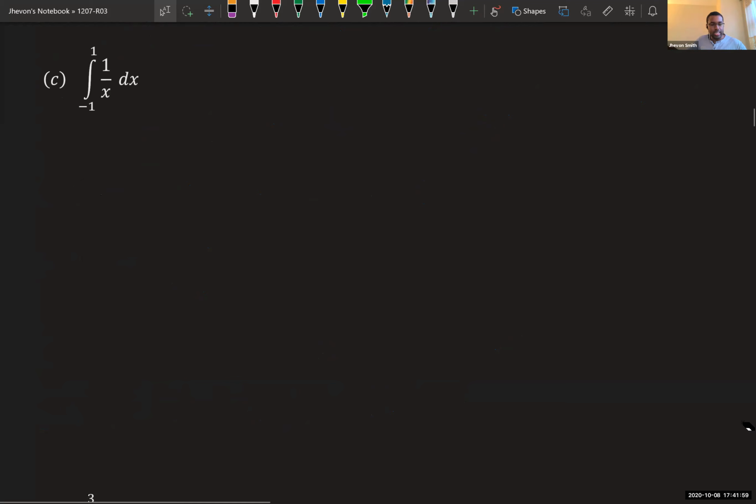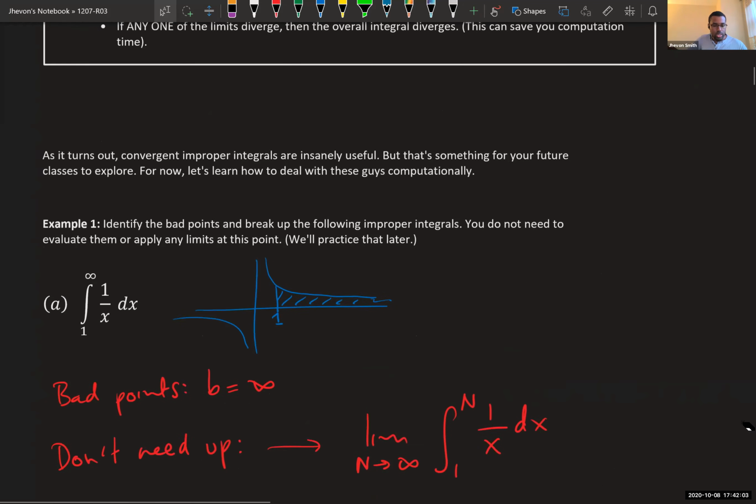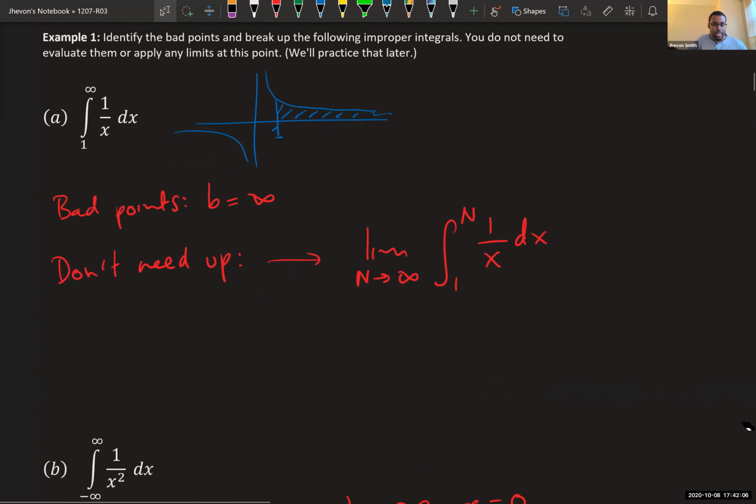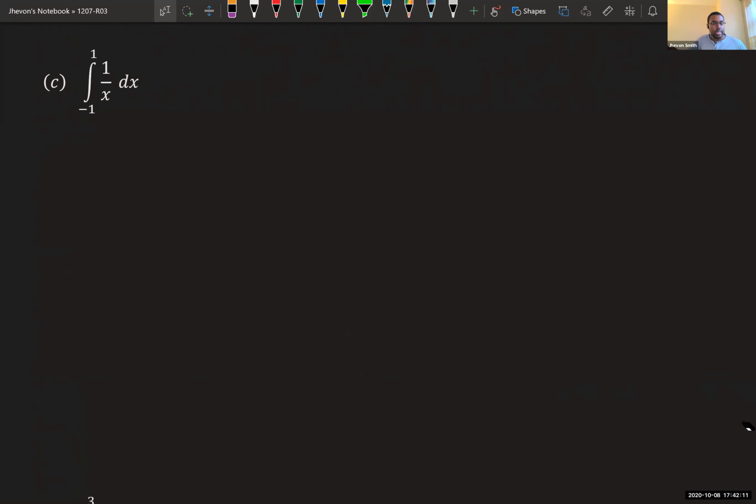So that being said, let's actually move on to this one. In the first example, the goal is to just identify the bad points and break them up. At this point, don't worry about what the final answer would look like. So, what do you think for this one? The bad point is x equals 0. Okay, so you identify the bad point, x equals 0, because you divide by 0. Our f of x is 1 over x, and it's undefined at 0. Okay, anything else?